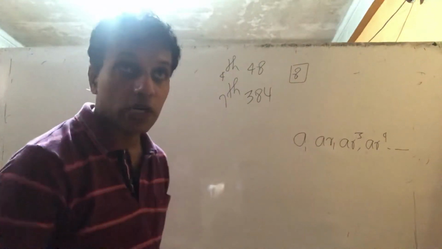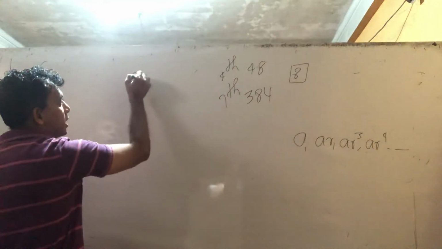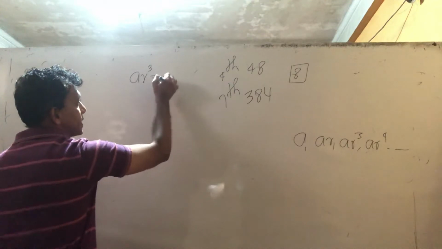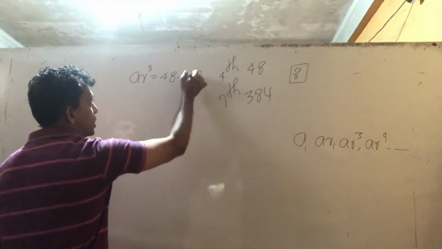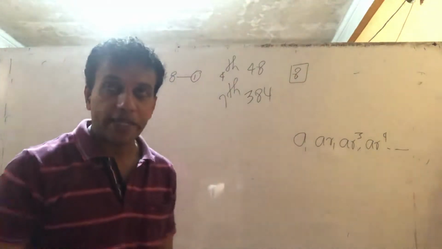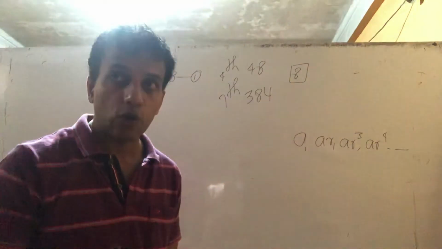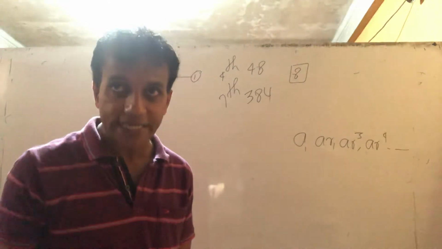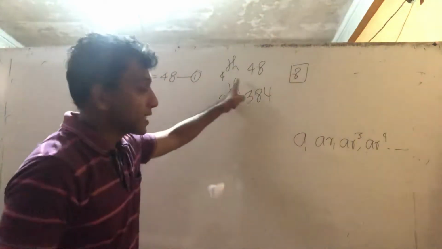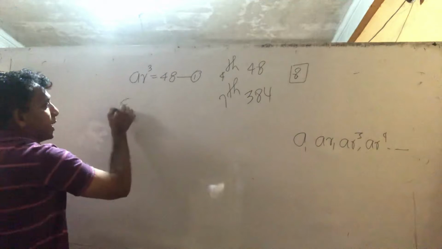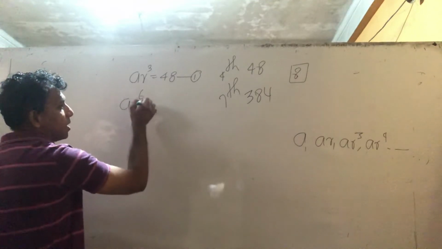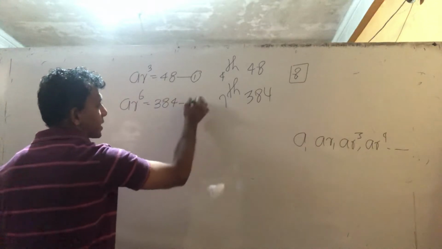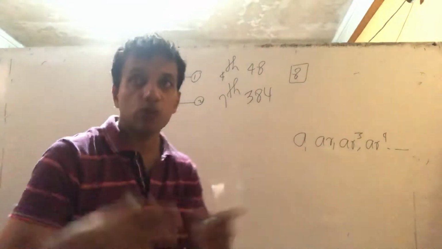So write 2 pair of equations. How the fourth term, AR cubed, this is 48, first equation. In a geometric series, fourth term is AR cubed. In arithmetic series, fourth term is A plus 3D, right? Next, seventh term is how? AR power 6. This is 384. Say second equation.